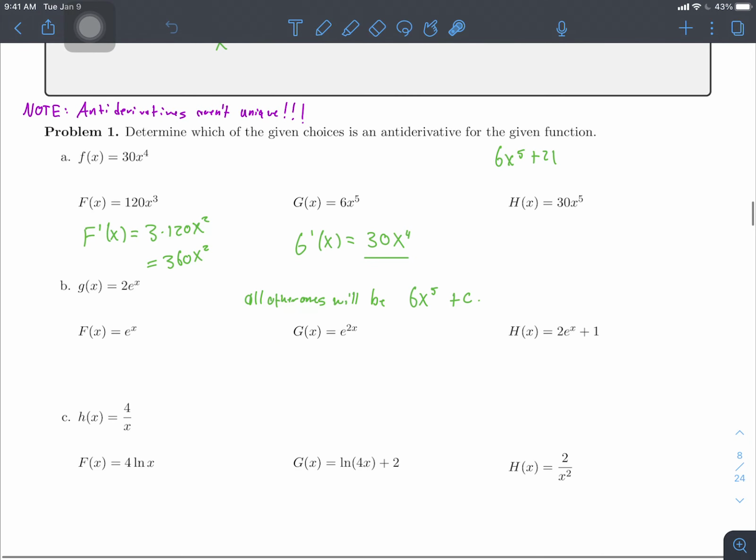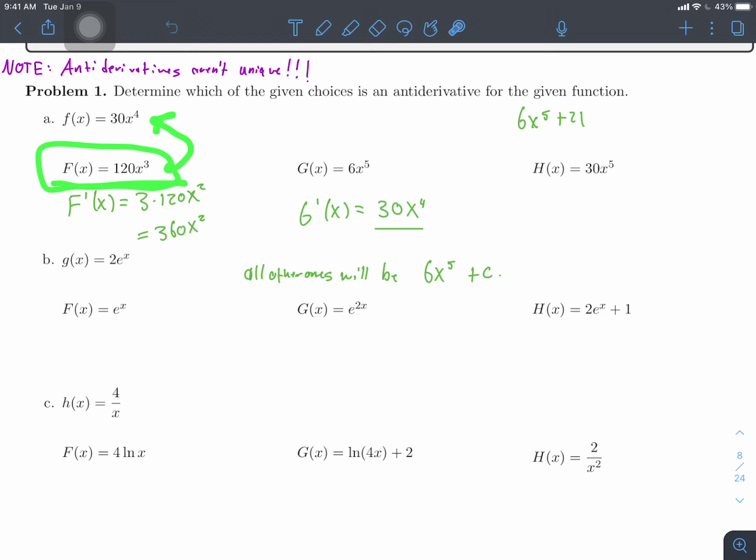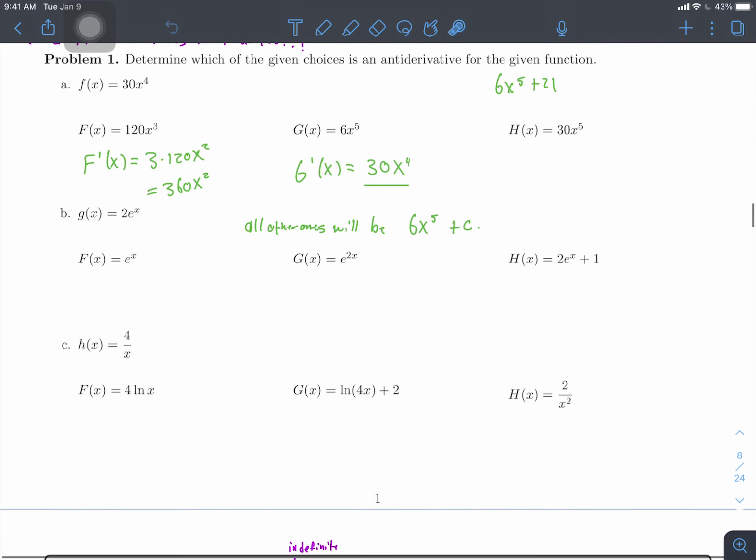But okay, so we were doing this in the middle of this exercise here, where we were trying to determine which of the given choices is an antiderivative of the given function. And to determine whether capital F of x is an antiderivative of little f of x, all we had to do was take its derivative and see if we got f. Okay, just check if it's an antiderivative, then the derivative of the antiderivative should be what we started with, right? So that's how you can check antiderivatives.